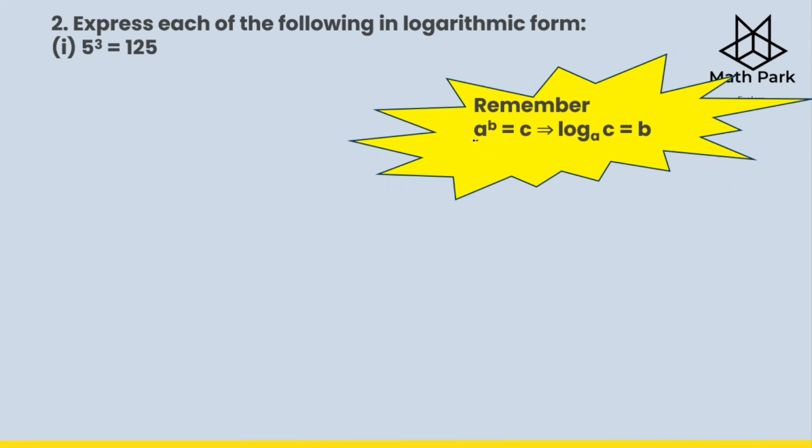So you have to remember, this is the exponential form: a to the power b equals c. This can be written in the log form as log of c to base a equals b.